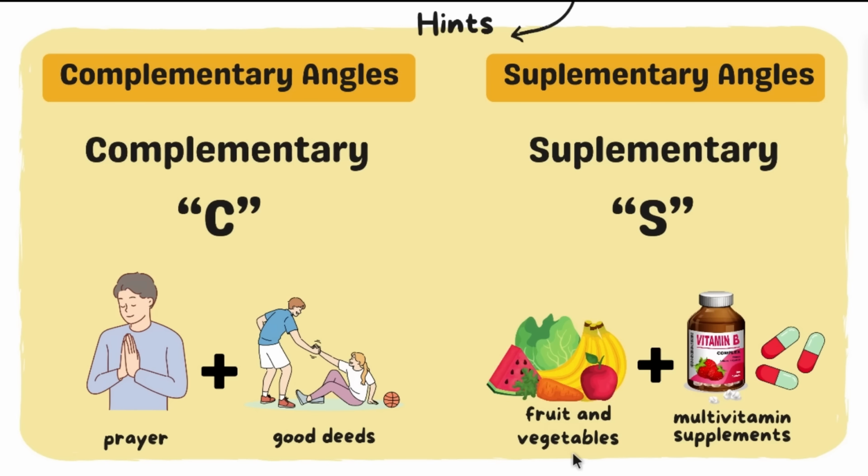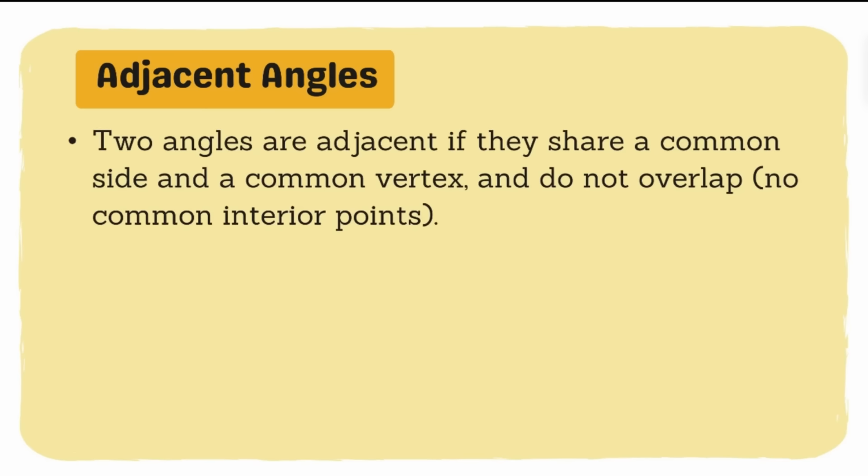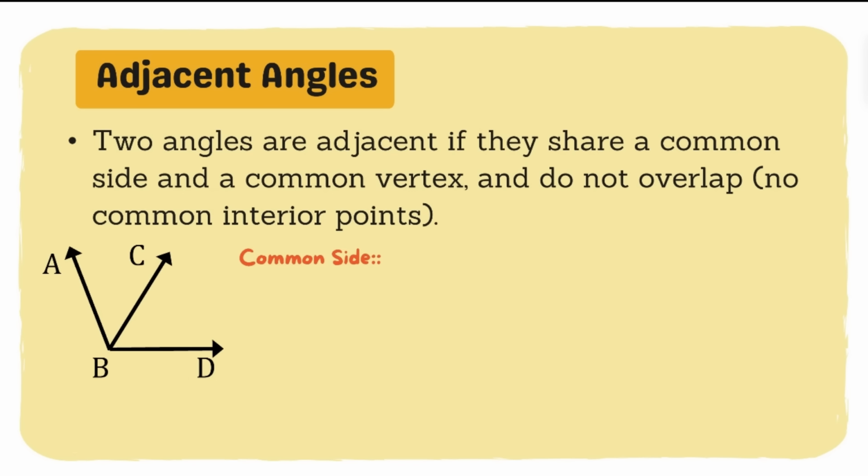Okay? Now, let's proceed to the next angle pair. We have what we call the adjacent angles. Now, two angles are adjacent if they share a common side and a common vertex and do not overlap. In other words, no common interior points. Okay, so let me give an example. Ito, we can see here adjacent angles. We have angle ABC and angle CBD. Now, let's see yung mga criteria.